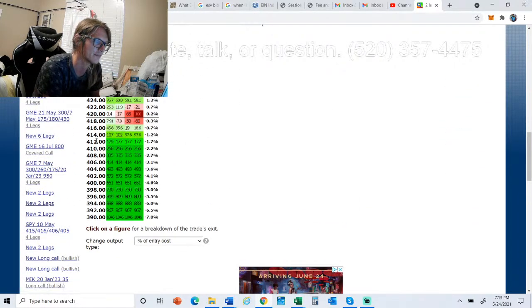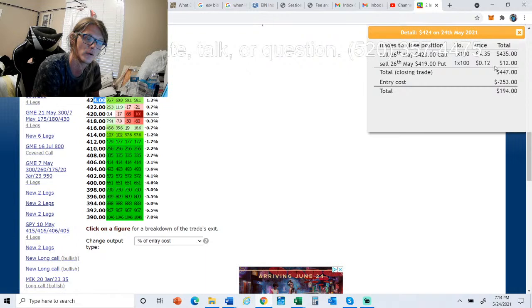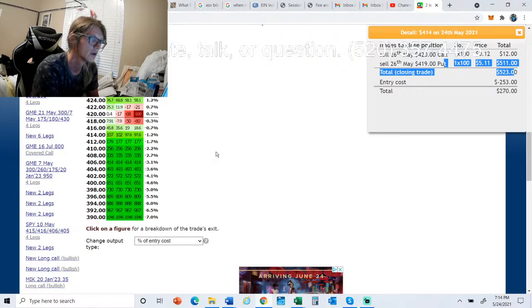So basically, if you drop down to 416 at market open, or you go up to 424, you're going to make 50 to 70% on your money. And that's counting the losses from the other side. So this is assuming one of your bets goes to basically zero while your other bet makes the money. So check this out.